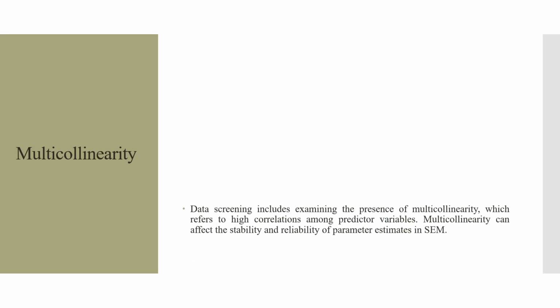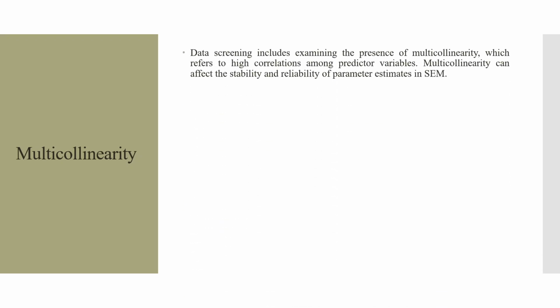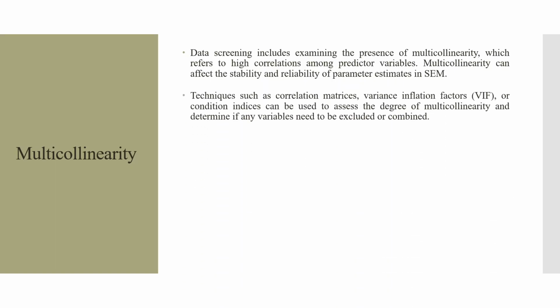The next thing which you have to check in the data is multicollinearity. Data screening includes examining the presence of multicollinearity, which refers to high correlation among the predictor variables. Multicollinearity can affect the stability and the reliability of parameter estimates in structural equation modeling. Techniques such as correlation matrices, variance inflation factors, or condition indices can be used to assess the degree of multicollinearity and determine if any variables need to be excluded or combined.